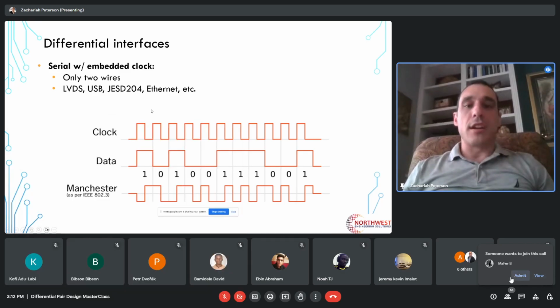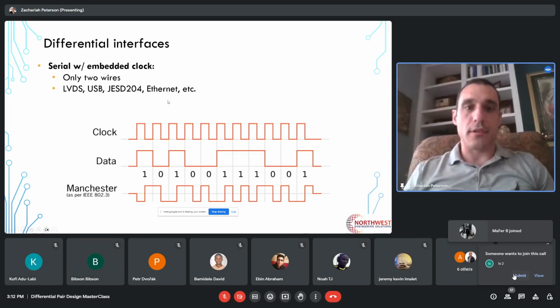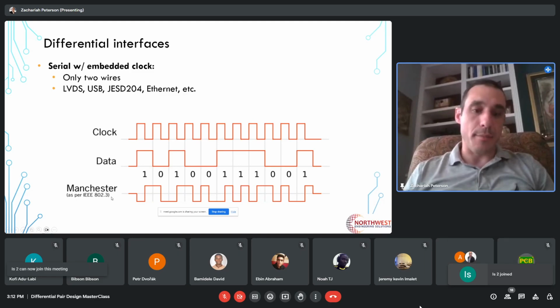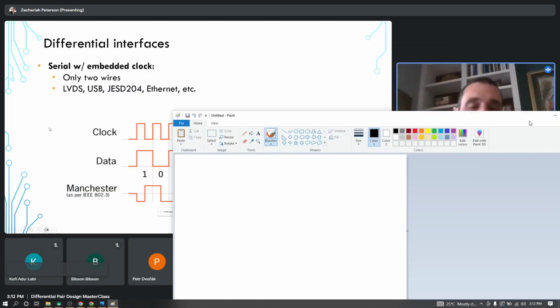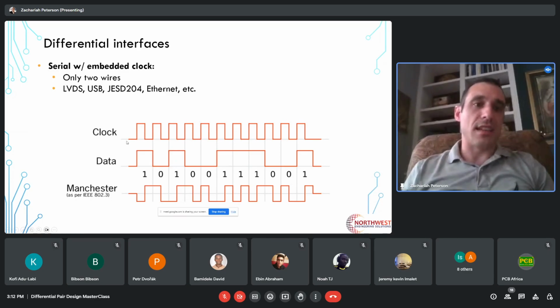So I brought up 802.3, which most of you should recognize as the standard for Ethernet. So there are various Ethernet standards, and kind of the base standard is 802.3. But there are others where the clock will basically be embedded. So with LVDS, USB, I believe JESD 204, essentially there's only 2 wires, and kind of the idea here is that you contain everything in those 2 wires.